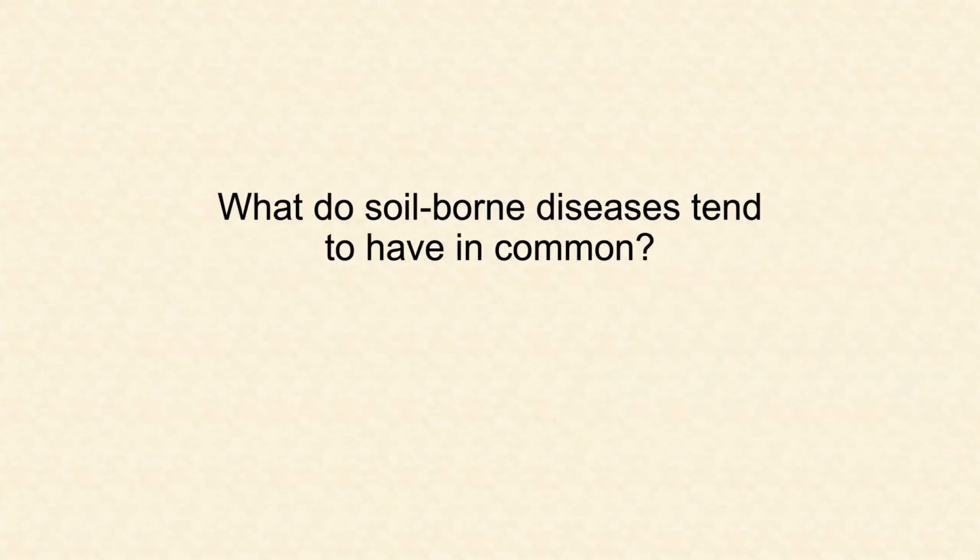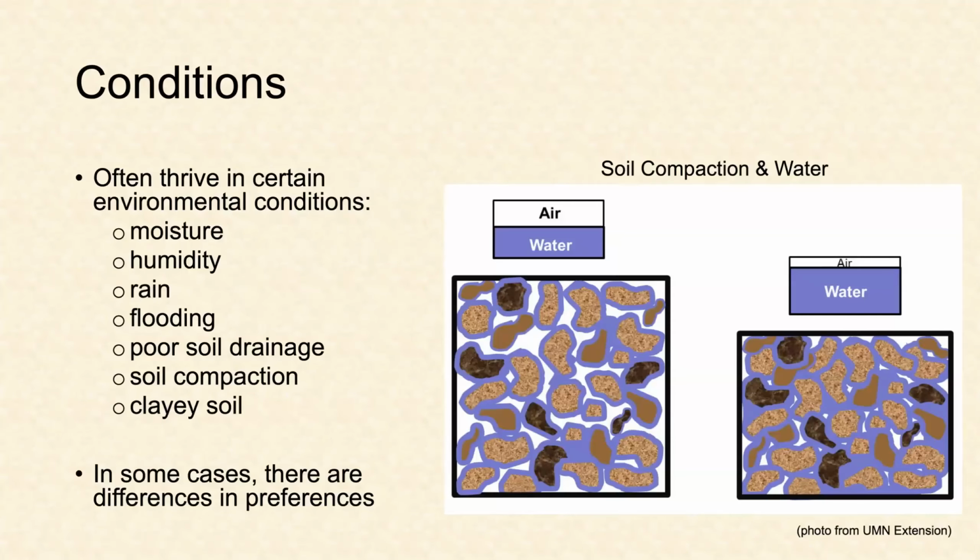Okay, so what do soil-borne diseases tend to have in common? There are some common themes. Broadly speaking, they often thrive in certain environmental conditions, such as moisture, humidity, rain, flooding, poor soil drainage, compaction, clay soil. So the big theme here is water, of course. This diagram nicely shows the more soil compaction you have, the fewer pore spaces, the higher the water to air ratio. So pathogens would love the situation on the right here more than the one on the left.